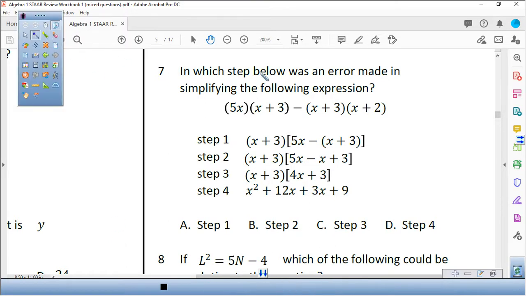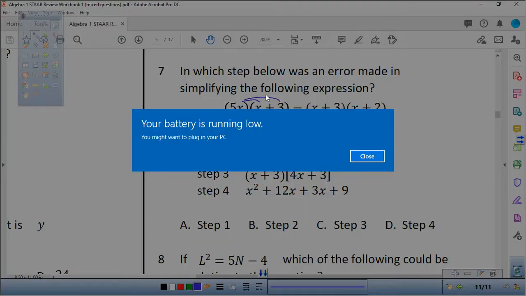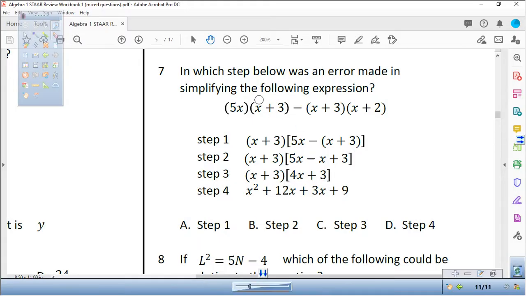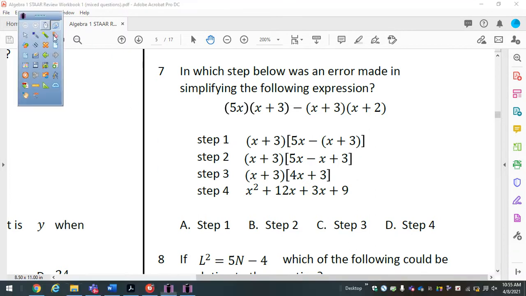So let me see. In which step below was an error made in simplifying the following? So first thing you'll do is distribute. That's the first thing. Okay. What are they doing? Let me see what. Hold on, guys. I gotta put it in charge.